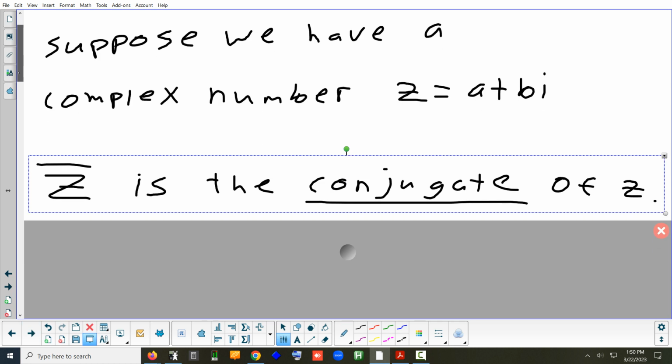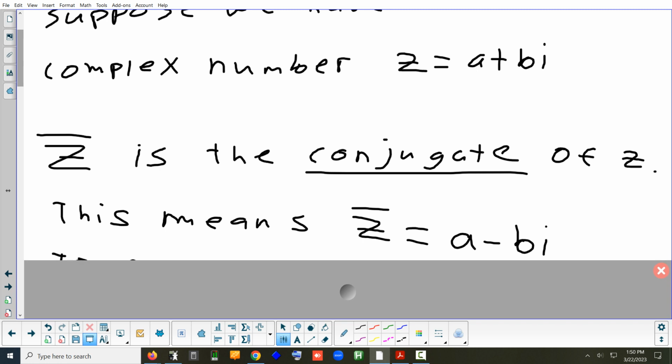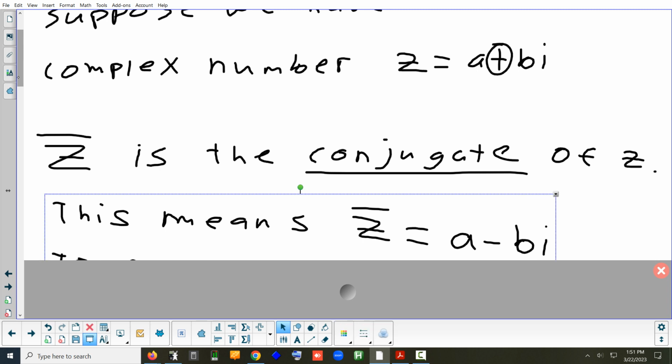And the conjugate, it's a very, very simple idea. All that the conjugate means is to take whatever symbol you had between the real part and the imaginary part, and you make it the opposite. So if it was a positive, you make it a negative. If it was already a negative, you make it a positive. So what you're really doing is you're changing the sign of the imaginary part. You do not do anything to the real part. Keep that the same. Okay, conjugate is when you change the sign of the imaginary part.